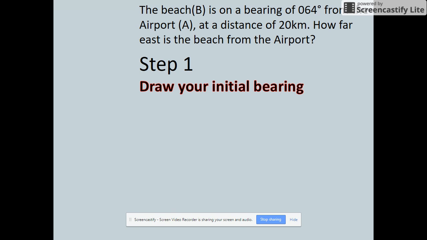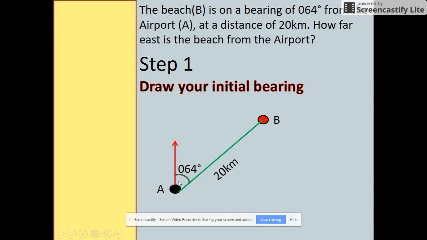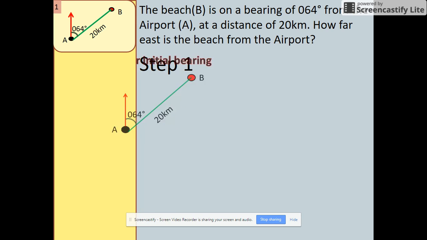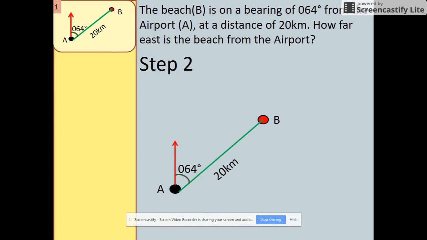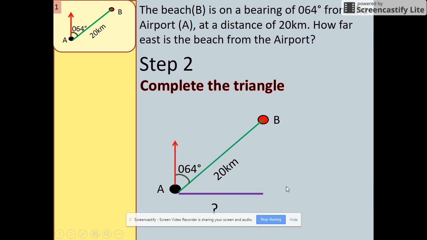Right, step 1. Draw your initial bearings. That's how we start. So we drew exactly what they said we had to do. Okay, let's keep the little thing there. You can write these down. There we go. Right. Step 2. Complete the triangle. So now they've said they want it east. So there we go, east. And we don't know what we want there. That's going to be our X. And we close it up. So we complete the triangle.